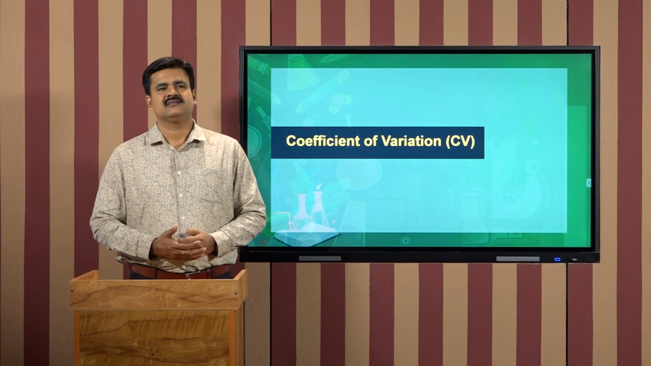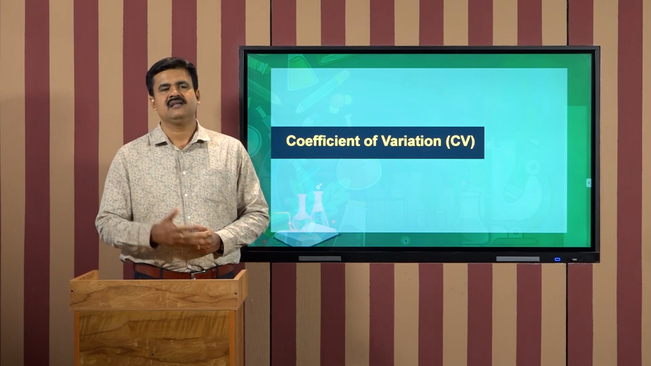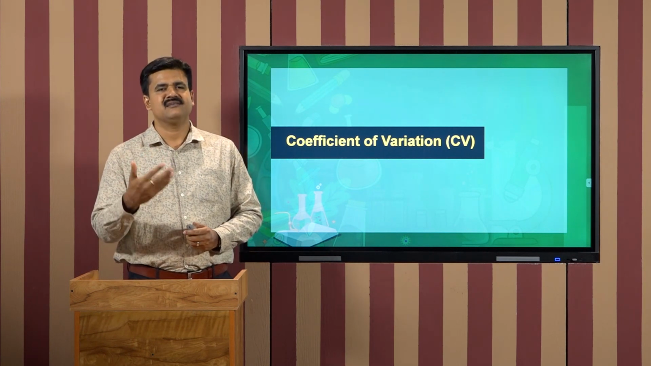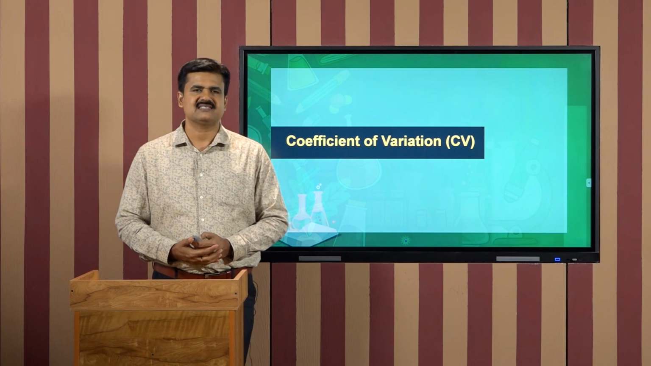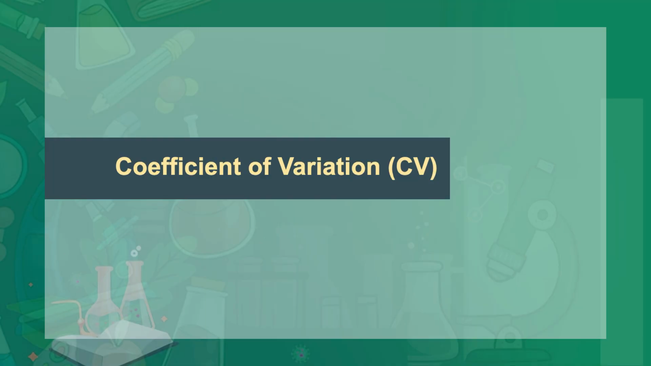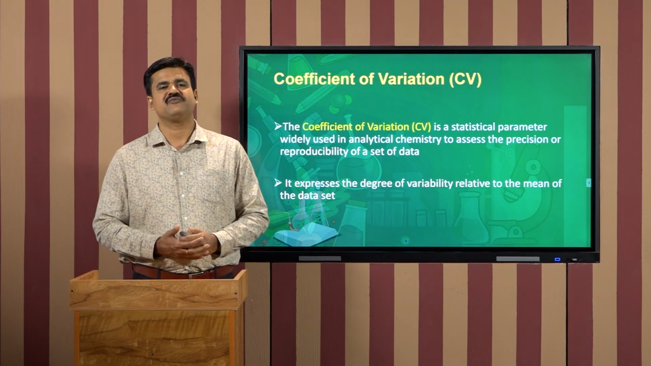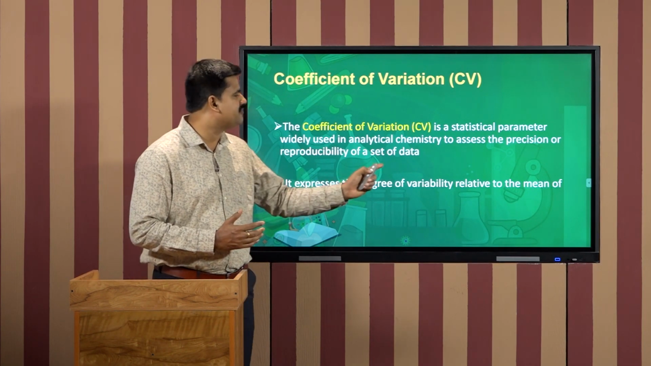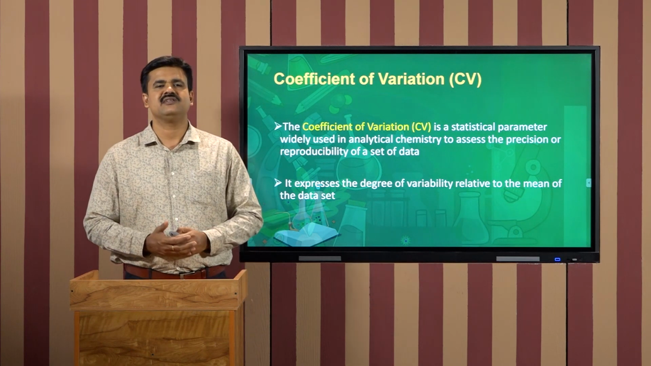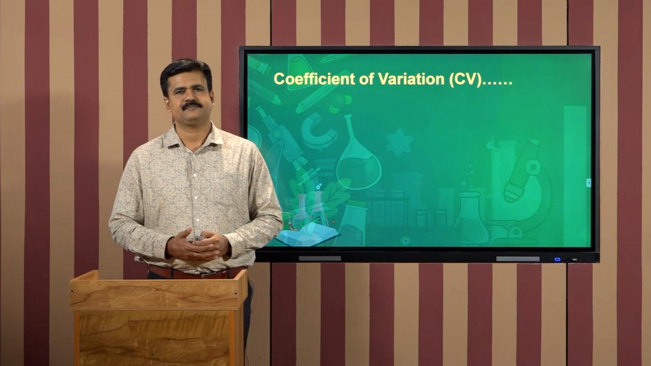Now, another statistical procedure which we are using in analytical chemistry is nothing but the coefficient of variation. Coefficient of variation is abbreviated as CV. The coefficient of variation CV is a statistical parameter widely used in analytical chemistry to assess the precision or reproducibility of a set of data. And the coefficient of variation expresses the degree of variability relative to the mean of the data set.